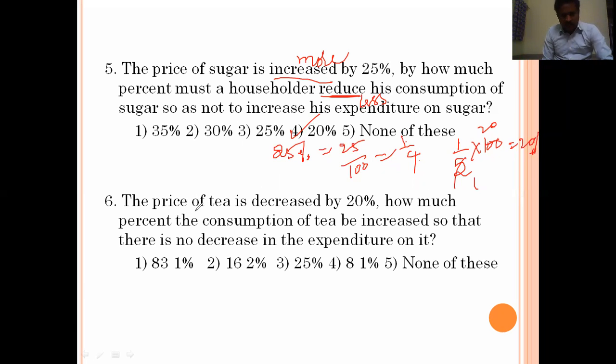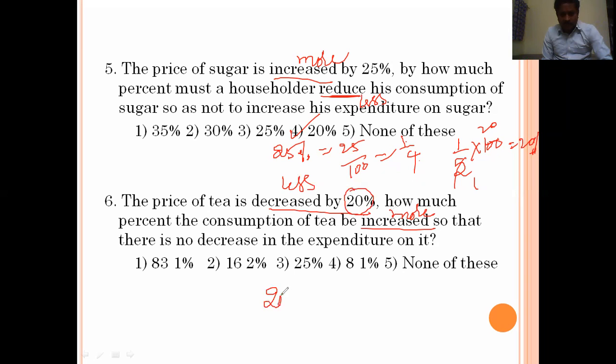Next, this is a similar problem. The price of tea is decreased by 20%. Decreased means less value is given. By how much percent must the consumption of tea be increased, which means more value, so that there is no decrease in the expenditure on it? Decreased value, less value is given, and we find more value. Here 20% is given.